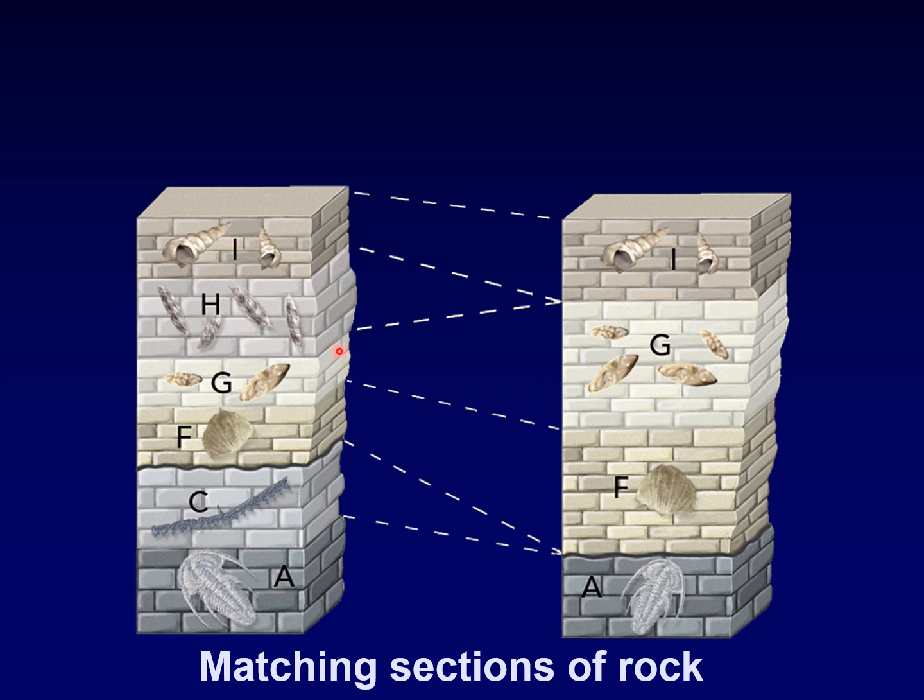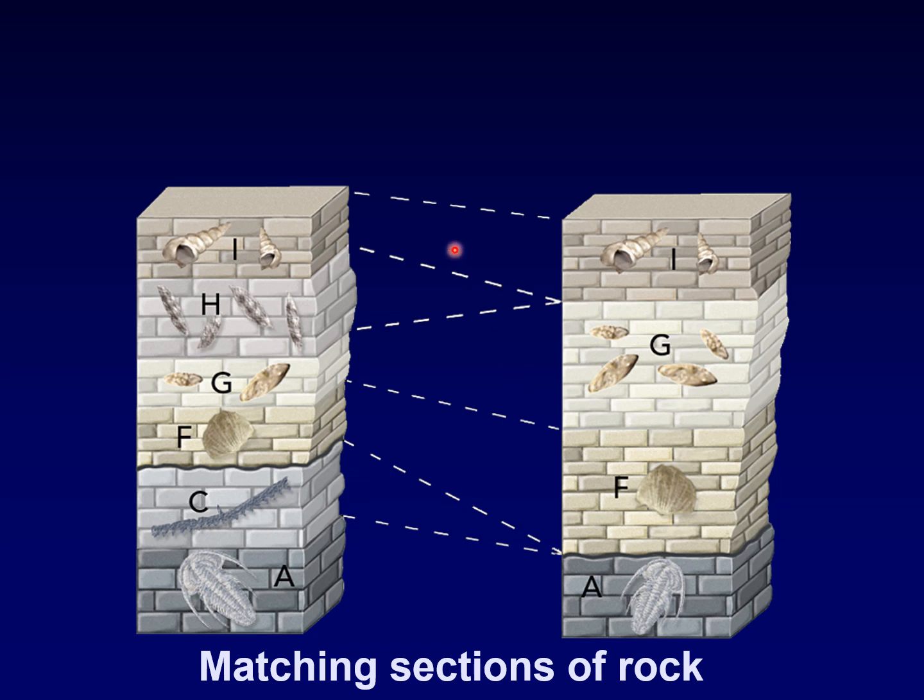That correlates these two. Then we've got H over here, but we don't see that fossil over here. So H pinches out before it gets over here. So this, again, is another disconformity. And then we have I over here, and we'll go from the bottom of I to the bottom of I there, and the top of I to the top of I there.